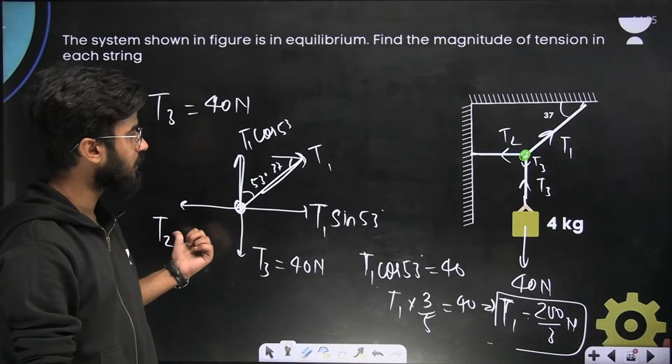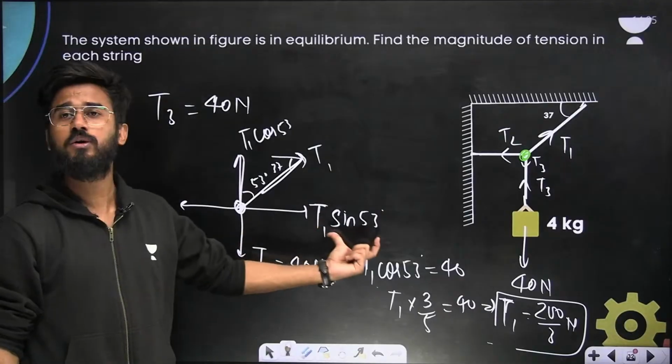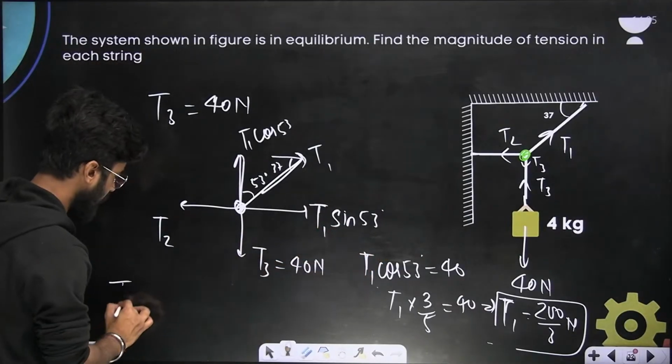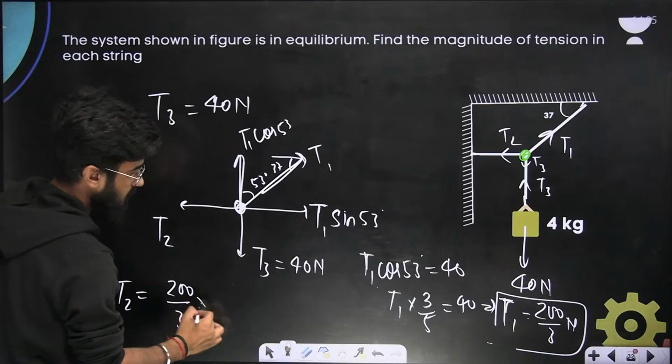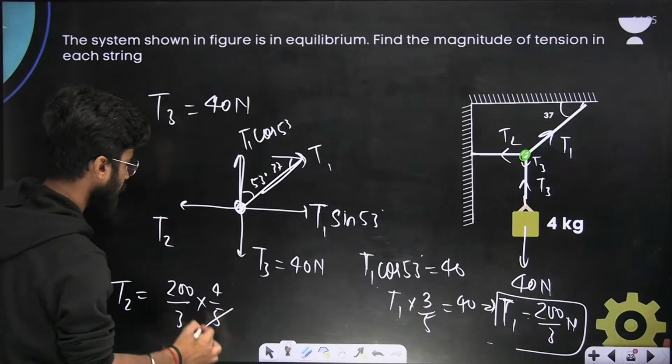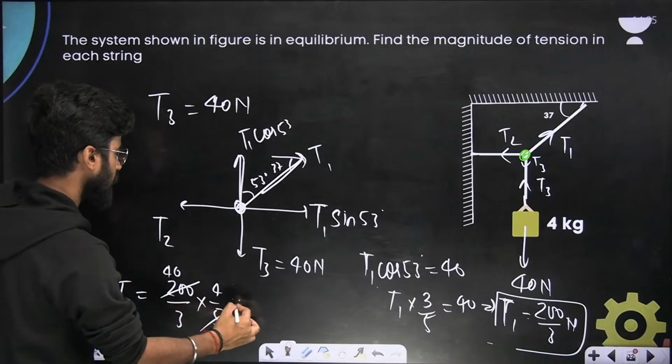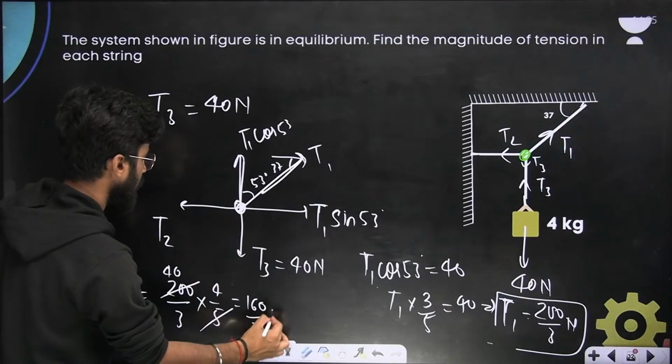Now we have to find the value of T2, and T2 is equal to T1 sin 53. So T2 is equal to T1 sin 53, where T1 is 200 by 3 and sin 53 is 4 by 5. The 5 gets cancelled, so 4 times 40 means 160 by 3 Newton.